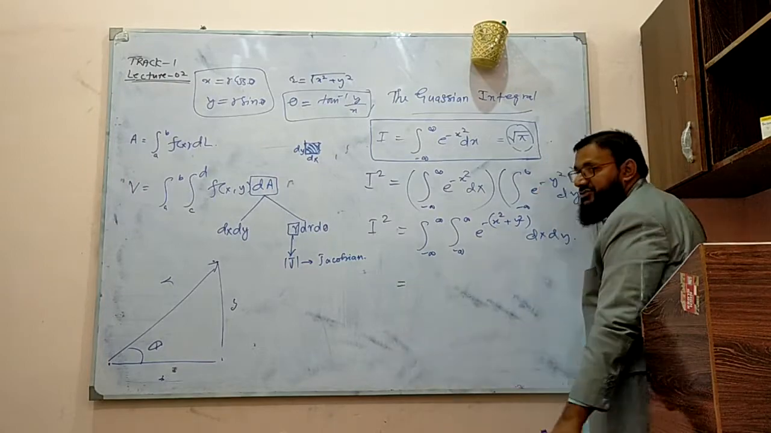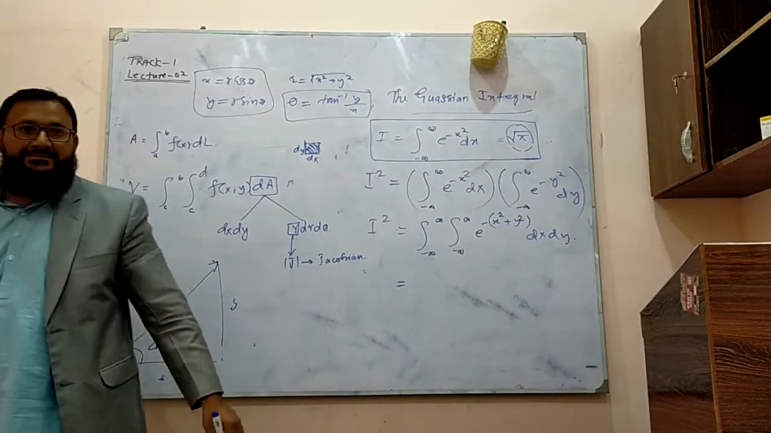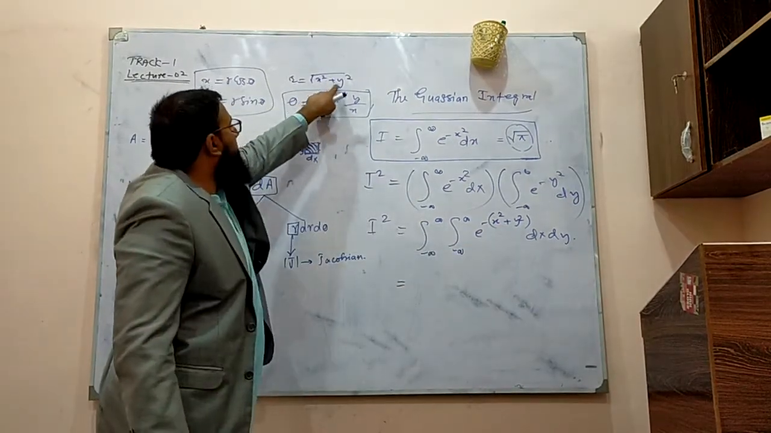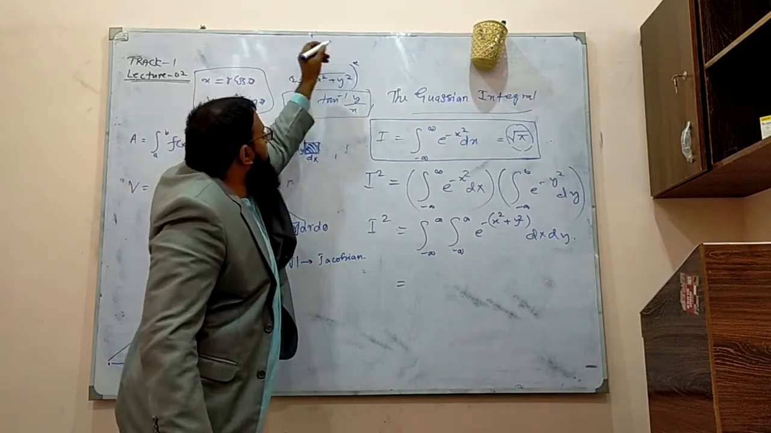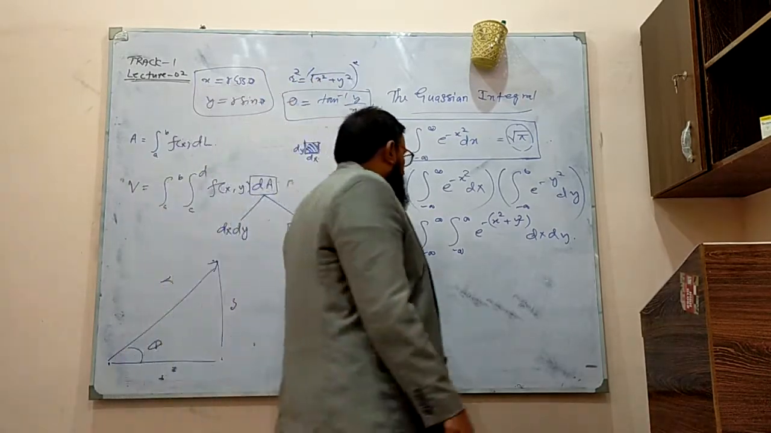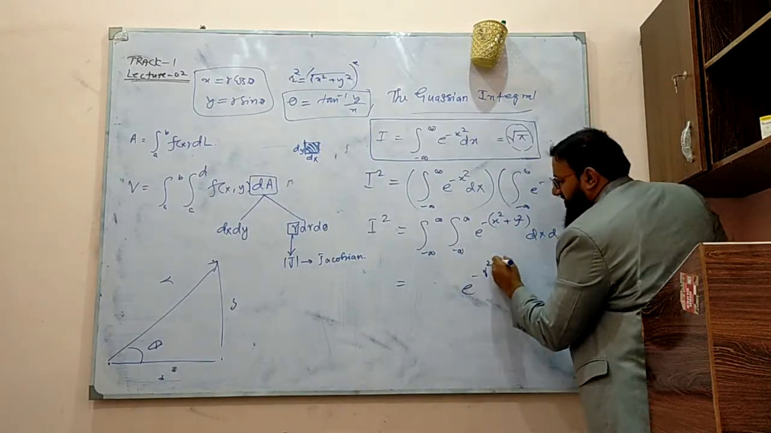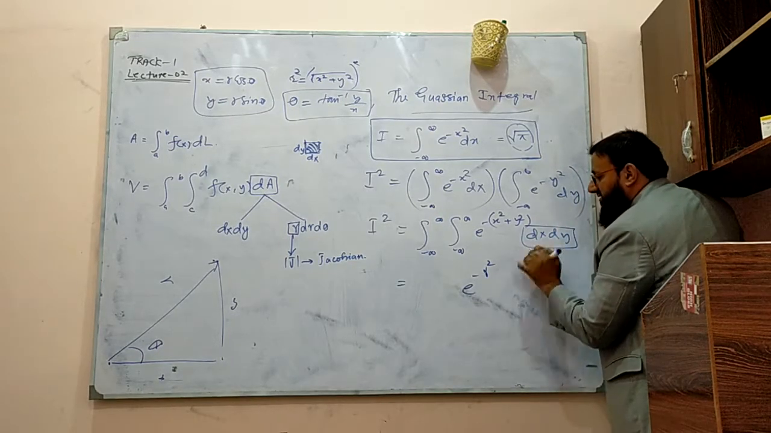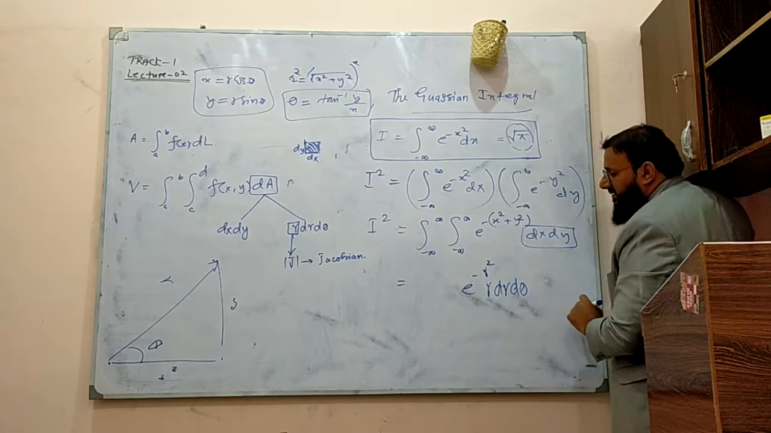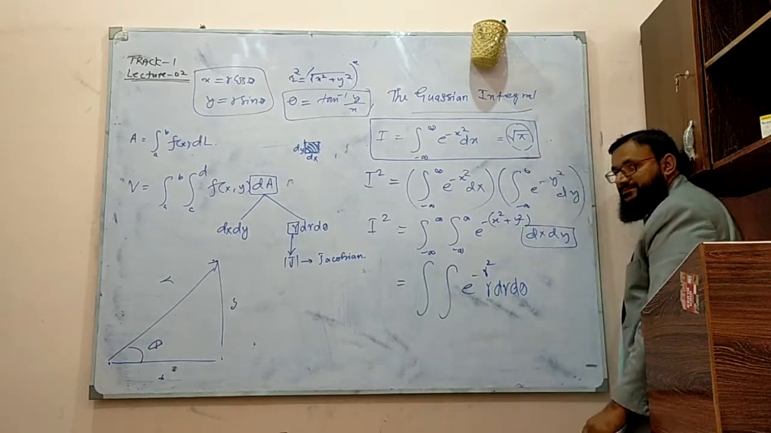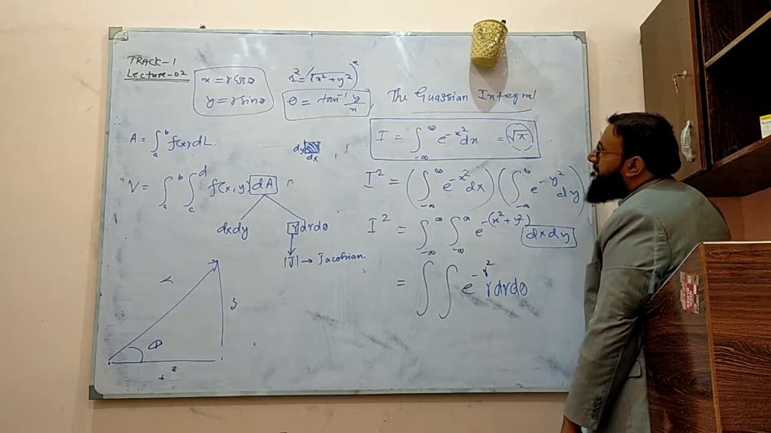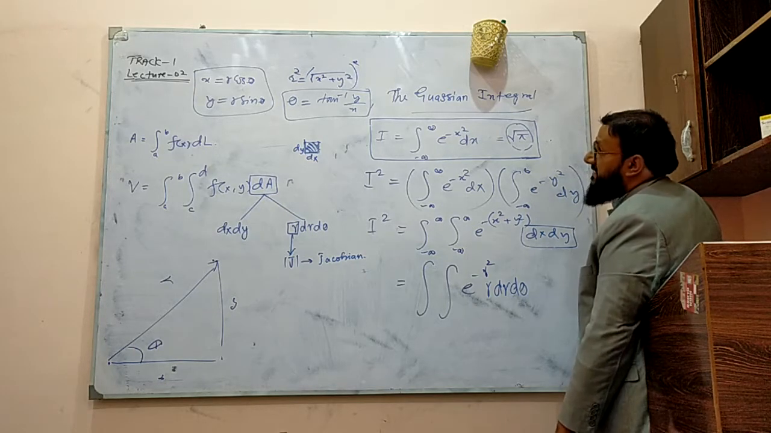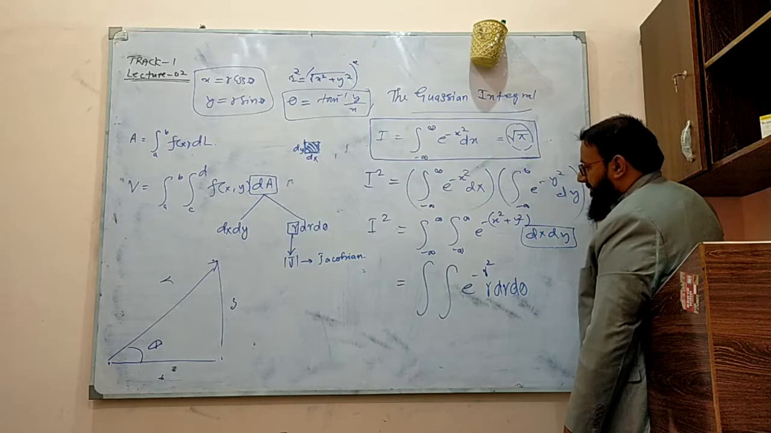Now I change this whole thing into polar coordinates. That would be easy. How do I do that? I know very well that x square plus y square becomes r square. So e power minus r square. And the area element dx dy in Cartesian becomes r dr d theta in polar. Now what is my limit of integration? When y is infinite, r also becomes infinite.